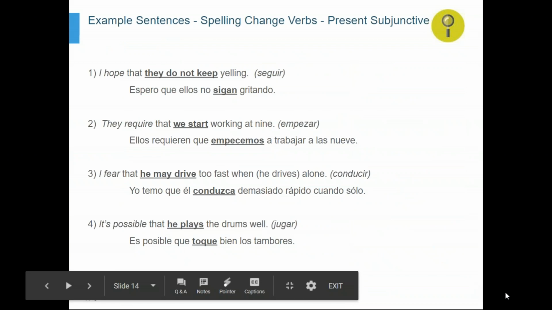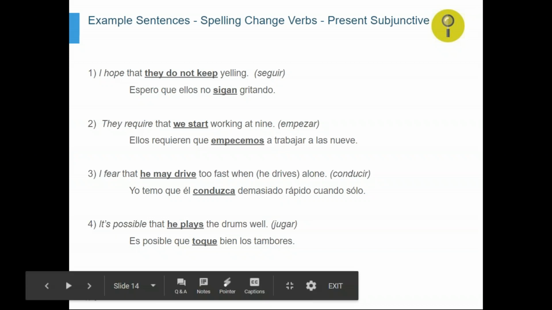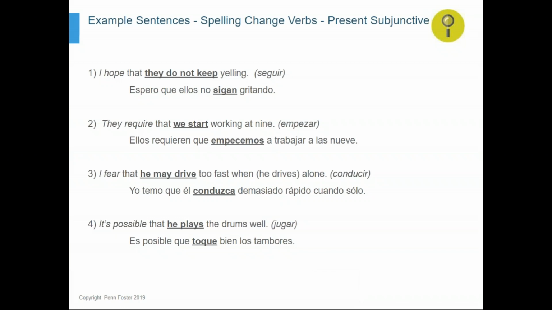And here are just a couple examples, right, using some of those spelling change verbs. Again, just like everything we've talked about today, the beginning part of each of these sentences, I hope and they require, I fear and it's possible, all implying, in these contexts, all implying uncertainty, requiring the use of present subjunctive for the underlined verbs. Things that haven't happened yet, again, things that may never happen.